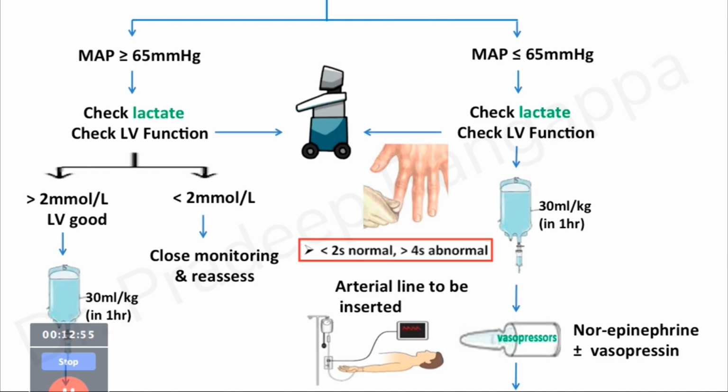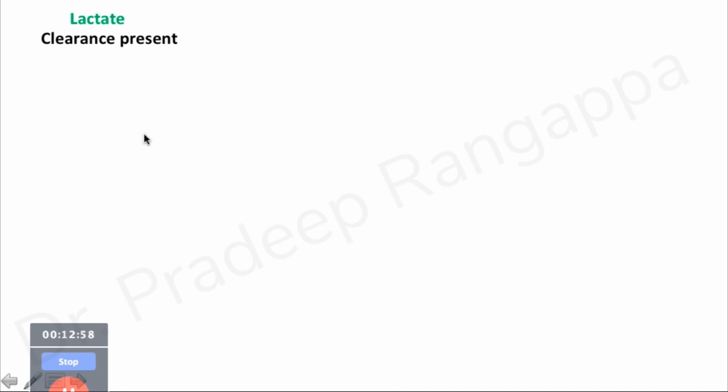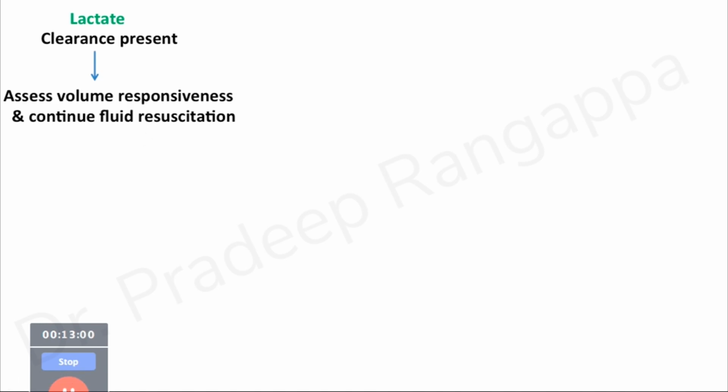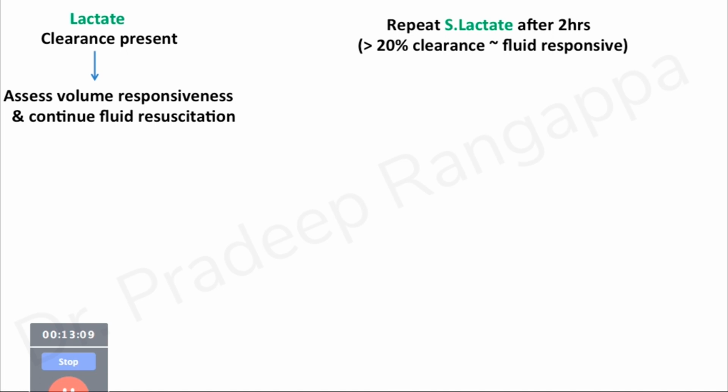Okay. So once the lactate is more than 65 and the lactate clearance is present, then it means that he has responded well. So you would assess his fluid volume responsiveness and continue fluid resuscitation if needs be. But you would monitor the organ dysfunction. So in the group where MAP is less than 65, you have given the second follow-up of fluid resuscitation, started on vasopressor, put in an art line, noradrenaline, you would repeat a lactate after 2 hours. If there is more than 20% clearance of lactate, then it means that he is fluid responsive and there may be more room for fluid resuscitation. So again there you will ascertain whether MAP is continuing to be low.